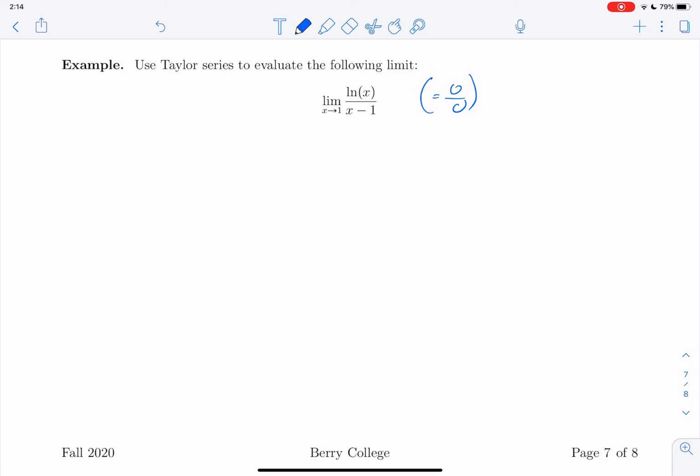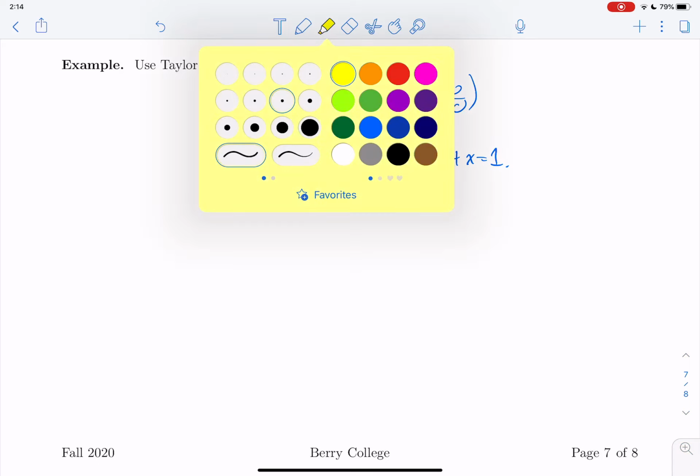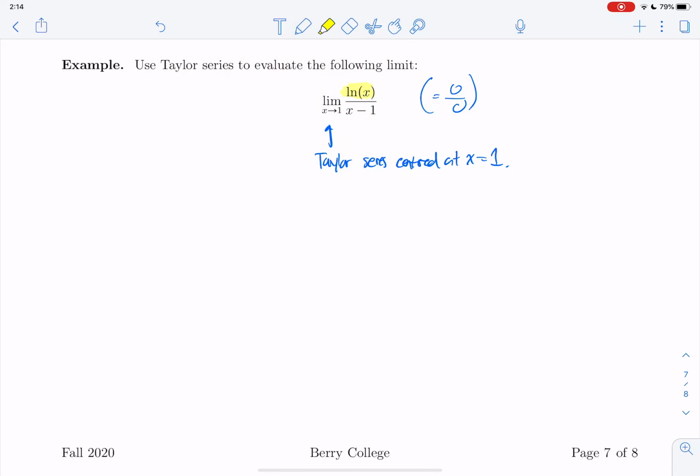Back to this problem at hand, though, when the limit here is x goes to 1, what this means is instead of using a Maclaurin series, you want to use a Taylor series centered at x equals 1. This is going to be a problem here because for the ln function, if we use our cheat sheet, our cheat sheet only has Maclaurin series, so certainly it's not centered at x equals 1, which means we actually have to figure that out first.